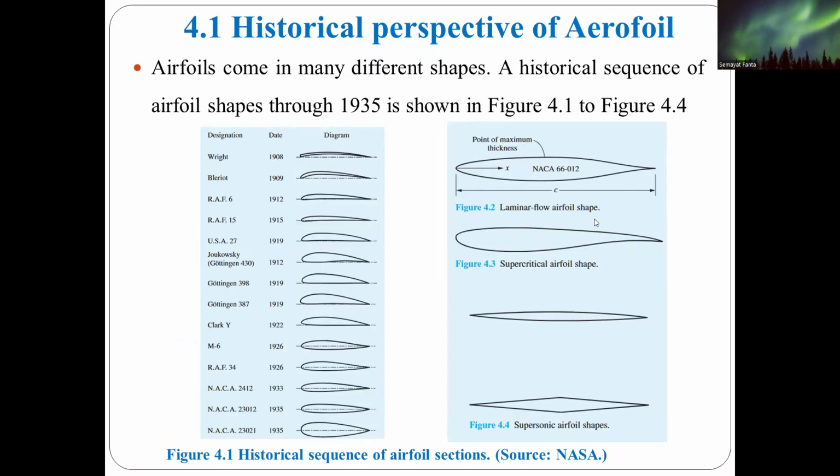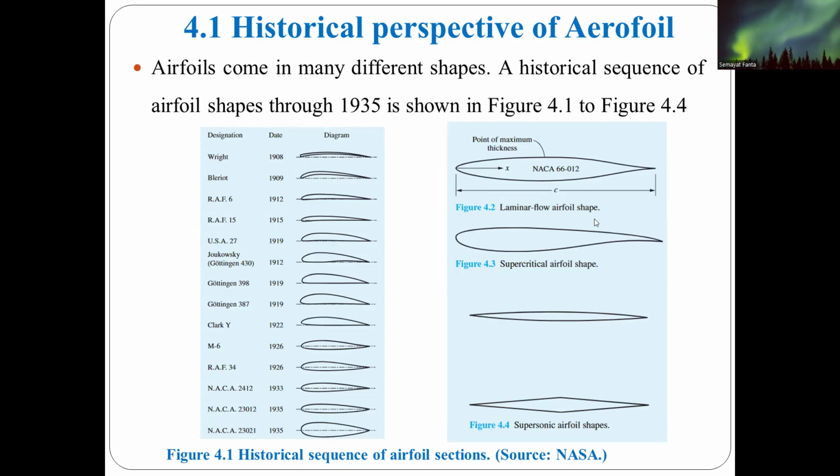So in order to start this section, it is better to start from the historical perspective of aerofoil. As we know, from the Wright brothers till now, a lot of changes have been made on different aircraft design, so that is the part of the aerofoil. So aerofoils come in different shapes, and they can be of the cambered type, the symmetric type, the laminar flow shape, supercritical airflow shape, and standard aerofoil shape.